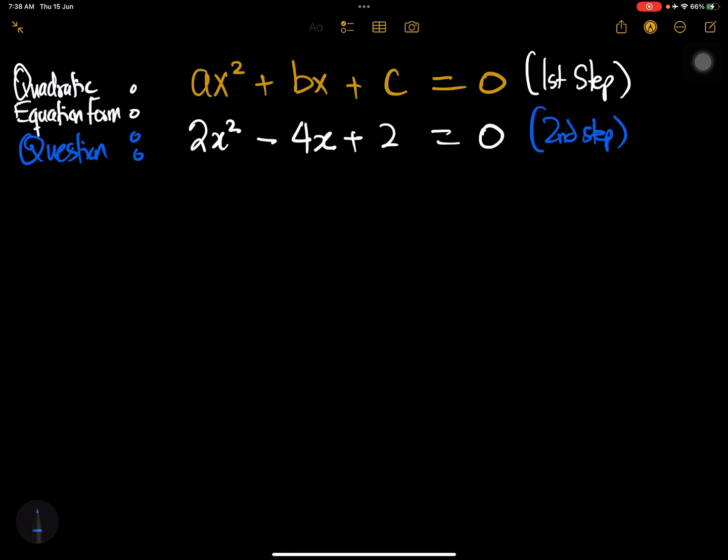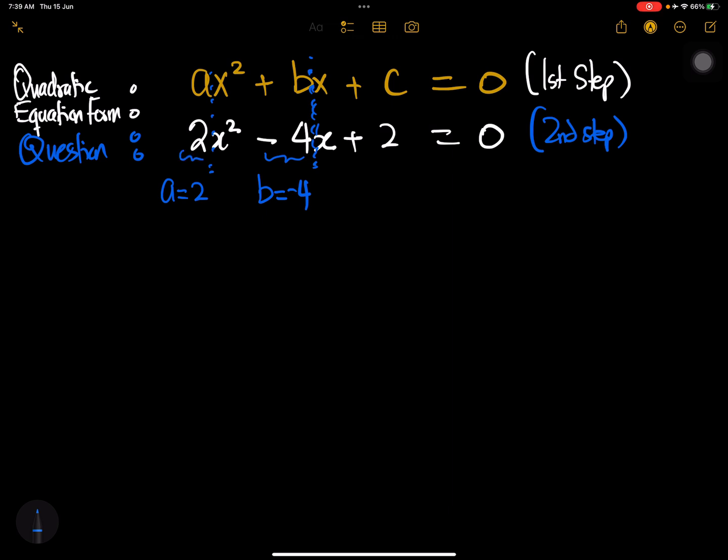Then the third step is to determine the variables, the letters A, B, and C. So here we can see that A is 2, right? We can see right here that A is 2. And then here, we can see that B is negative 4. You can see that, right? B is negative 4 right there. This is A.